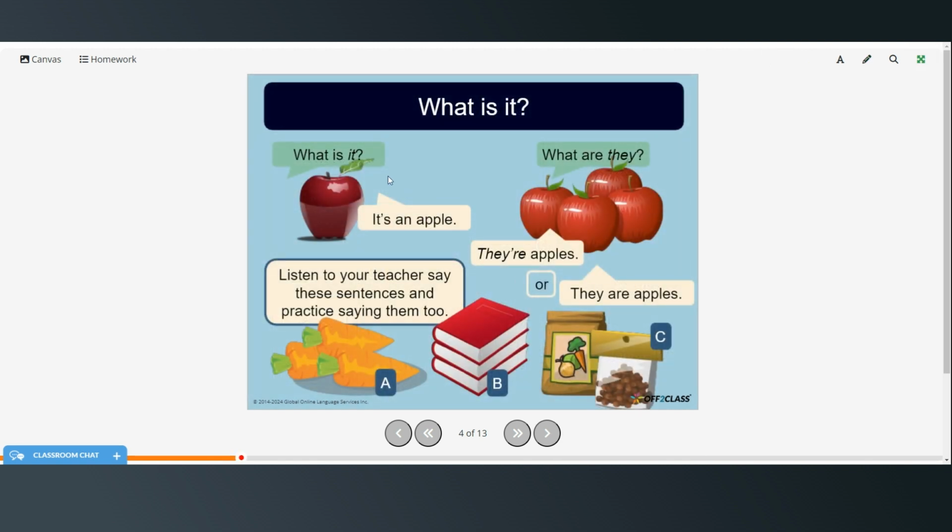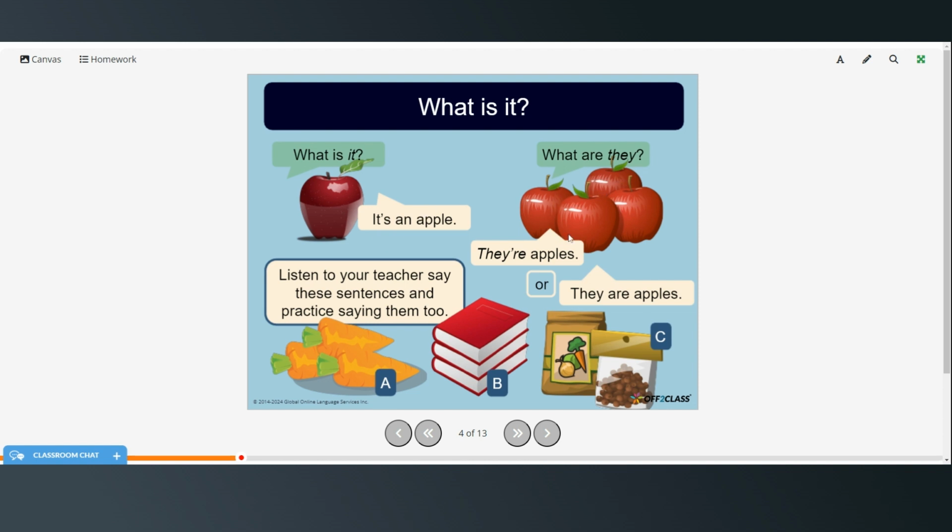All right, now we're going to talk about how to determine whether something is one or more than one, or singular or plural. So I'll say these first. When we have one thing, we would say it's an apple. Remember, we use an when the noun starts with a vowel, an A, E, I, O, or U sound. So we say it's an apple, meaning it's one apple.